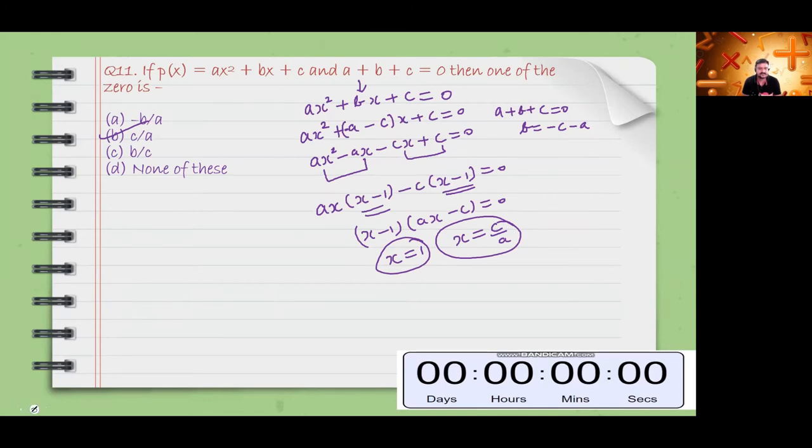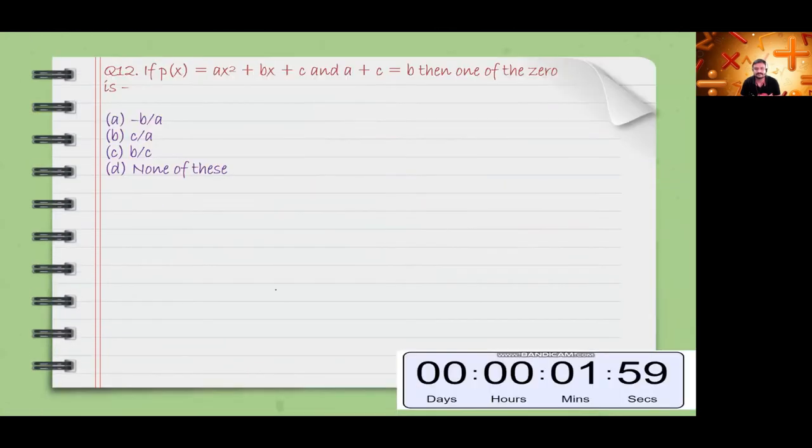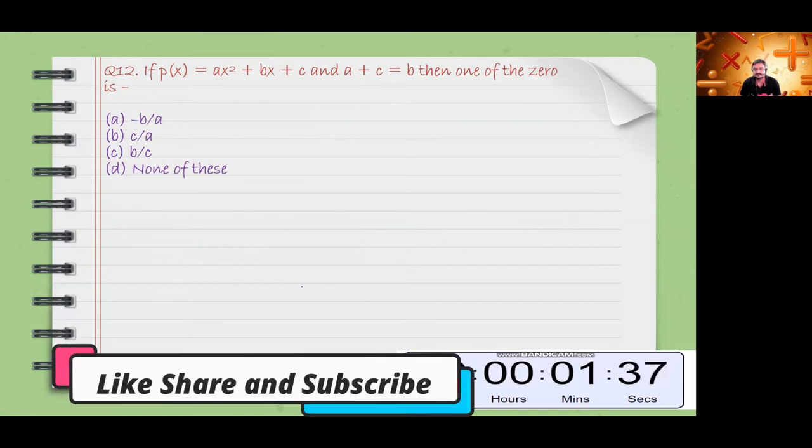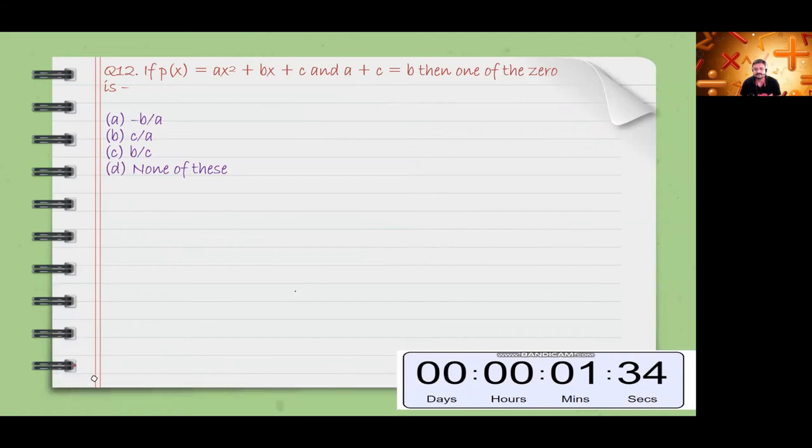Next one. If p of x is equal to ax square plus bx plus c and a plus c is equal to b, then one of the zeros is what?